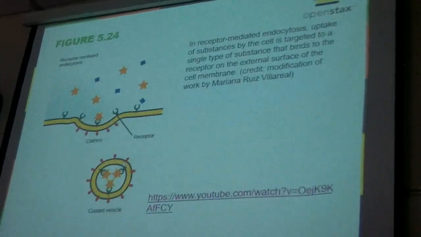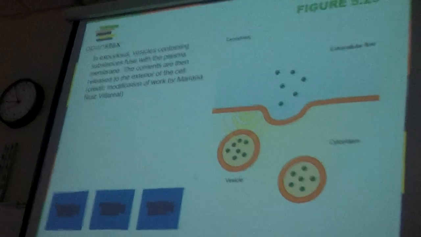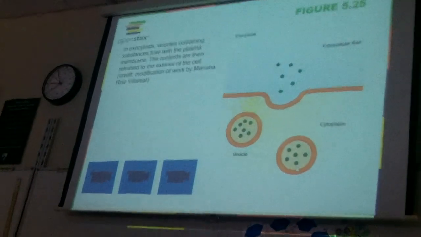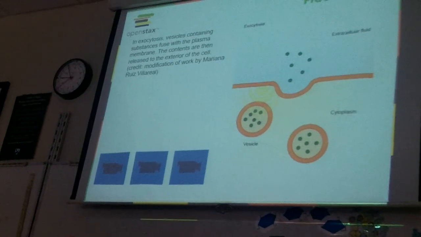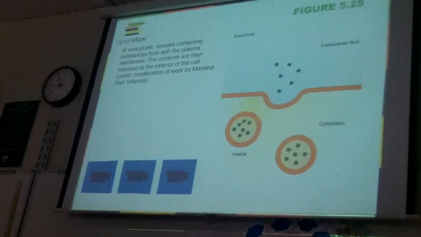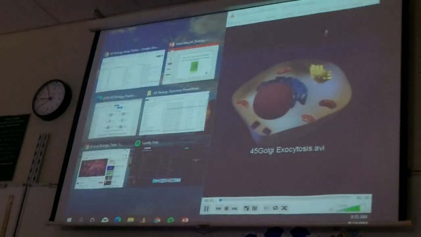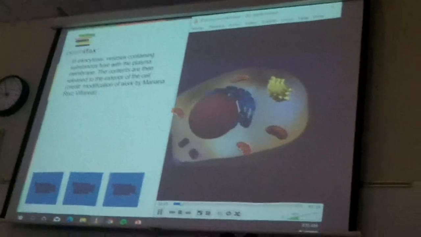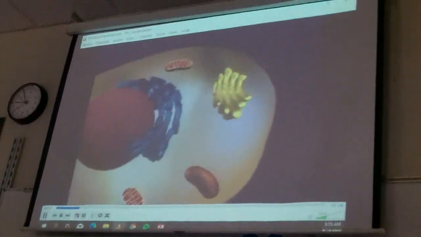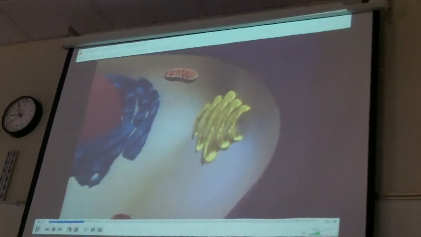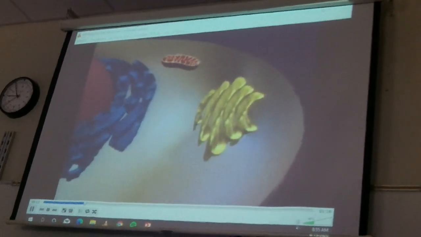All right. Now this is called exocytosis. It's pretty simple. It's just the reverse. A vesicle releases stuff to the outside. This is a cell that secretes large molecules that are unable to pass through the lipid bilayer of the plasma membrane. They leave the cell instead by a process known as exocytosis.